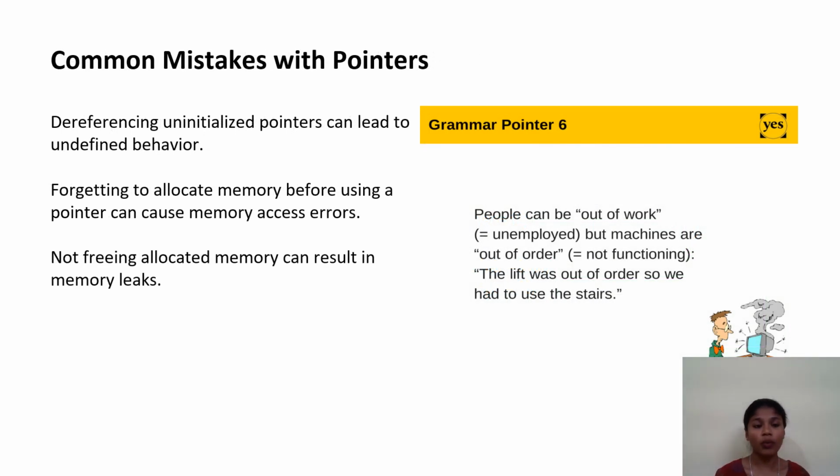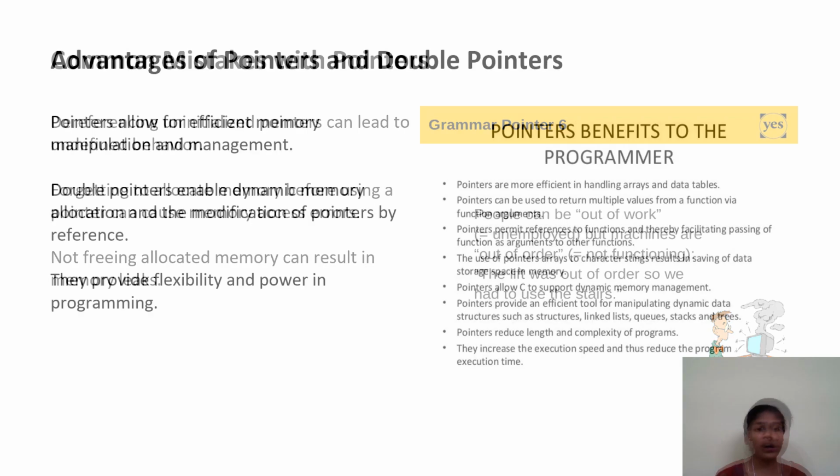Common mistakes with pointers. Dereferencing uninitialized pointers can lead to undefined behavior. Forgetting to allocate memory before using pointers can cause memory access errors. Not freeing allocated memory can result in memory leaks.